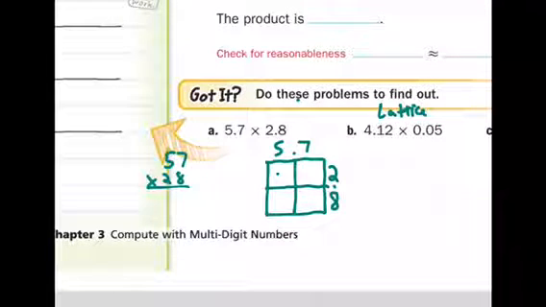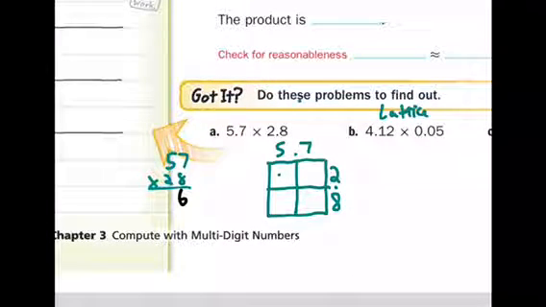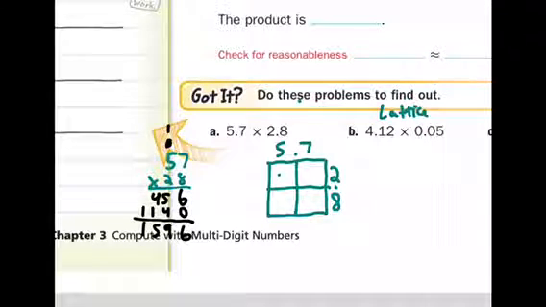All right, well, let's see how you did. So I'm going to start with A. So notice for the traditional, I just wrote 57 times 28. So I'm going to solve that first. So 8 times 7 is 56. Carry the 5. 8 times 5 is 40, plus 5 is 45. Fill in my 0. 2 times 7 is 14. Carry the 1. 2 times 5 is 10, plus 1 is 11. Add them up. I get 6, 9, 5, 1.